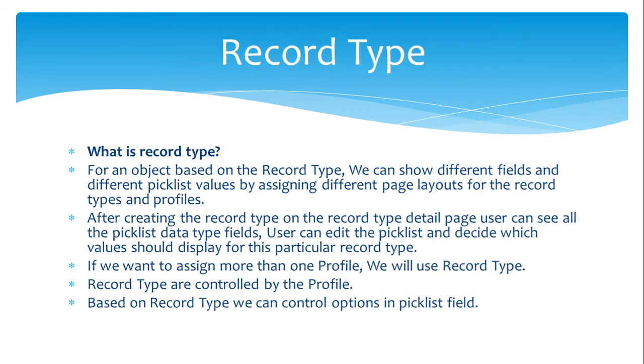What is record type? For an object, based on the record type, we can show different fields and different picklist values by assigning different page layouts for the record types and profiles. After creating the record type, on the record type detail page, the user can see all the picklist data type fields. The user can edit the picklist and decide which values should display for this particular record type. If we want to assign more than one profile, we will use record type. Record types are controlled by the profile. Based on record type, we can control options in the picklist field.